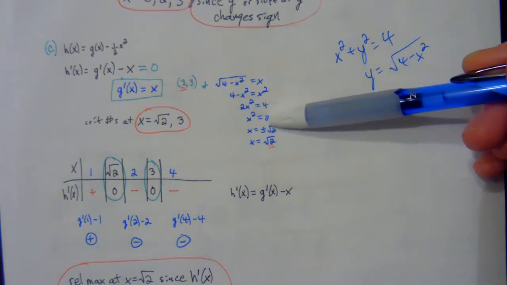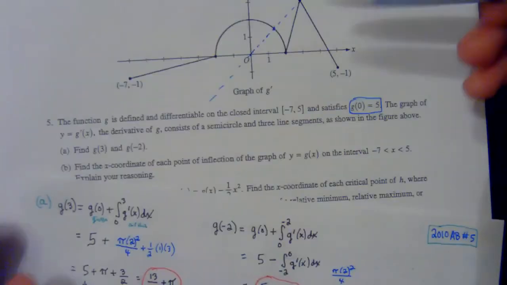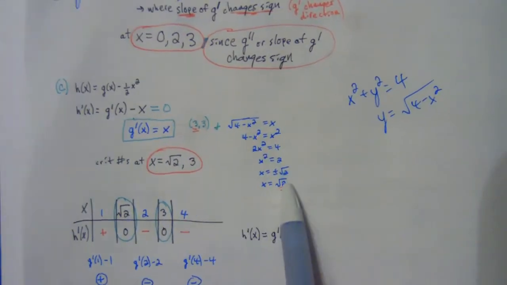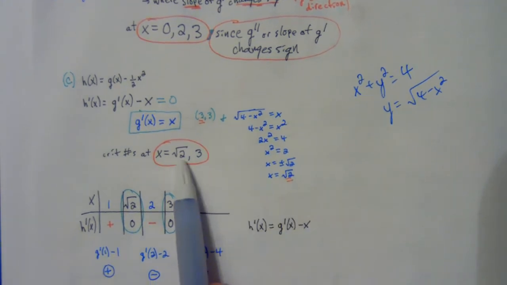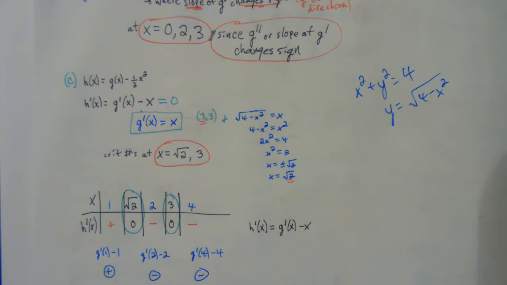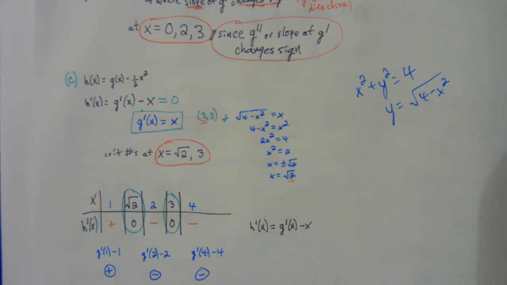And I mean, you get the plus or minus in there, but we know this point of intersection that we're looking for is a positive x value. That's why I chose the positive answer, that square root of 2. So now we get the square root of 2 and that x equals 3 right there as our 2 critical numbers. So if that wasn't hard enough, then they want us to go a little bit further.